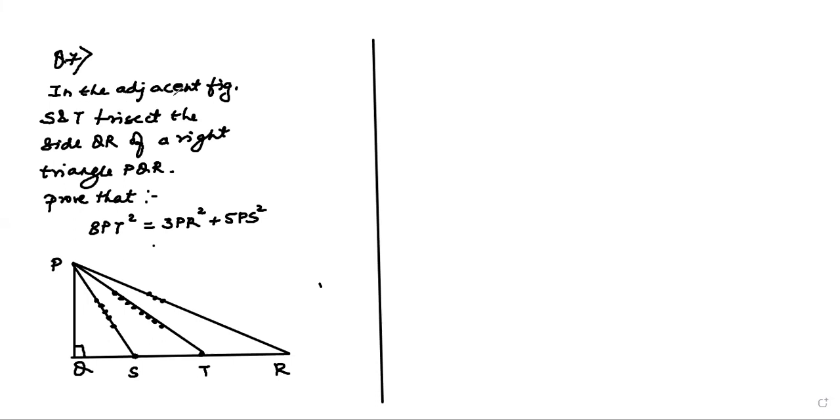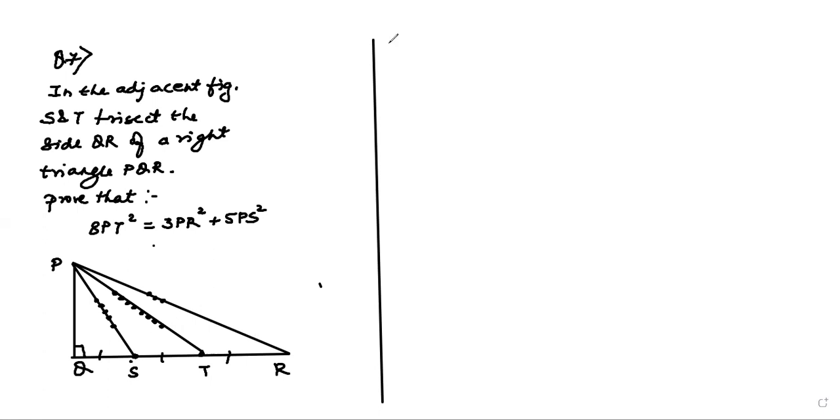Question number 7, children. In the adjacent figure, S and T trisect segment QR. Now, what is the meaning of this? S and T trisect segment QR. That means all these 3 segments are equal. QS equals ST equals RT. That is what they mean.